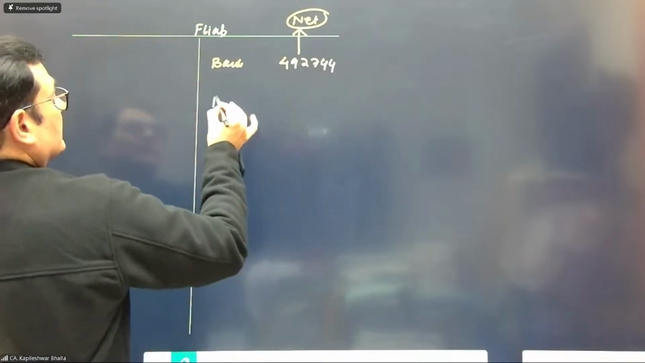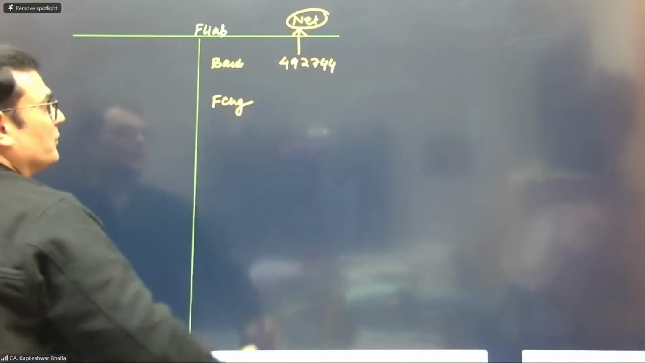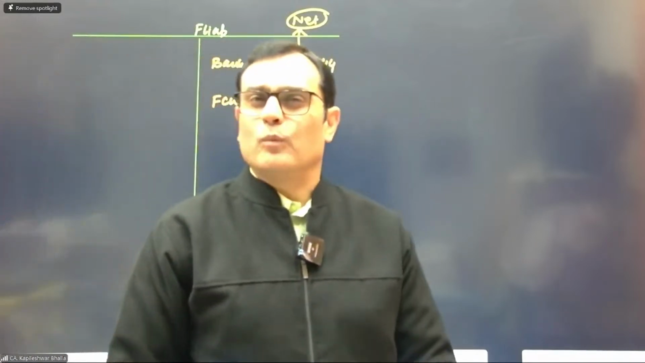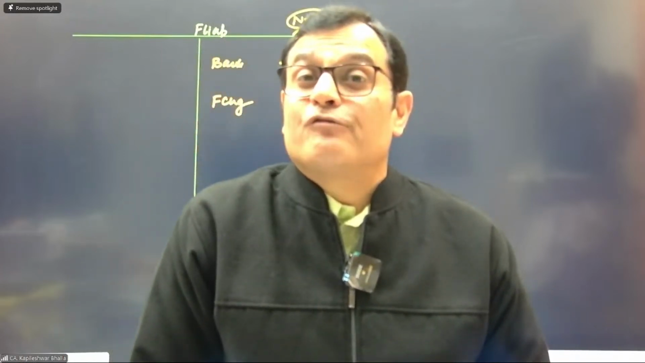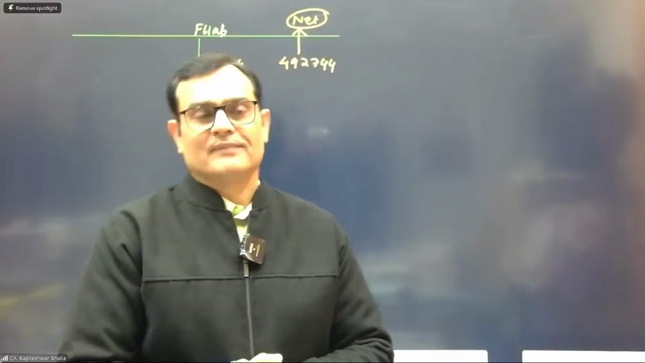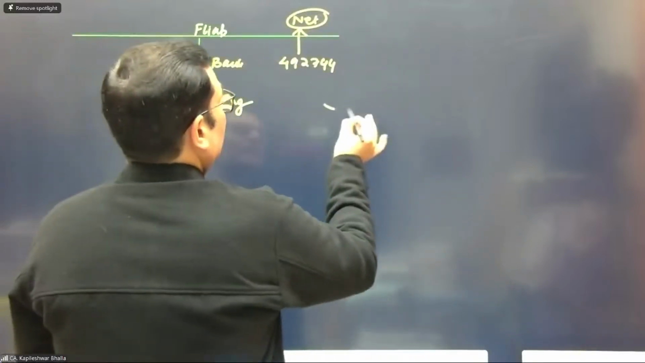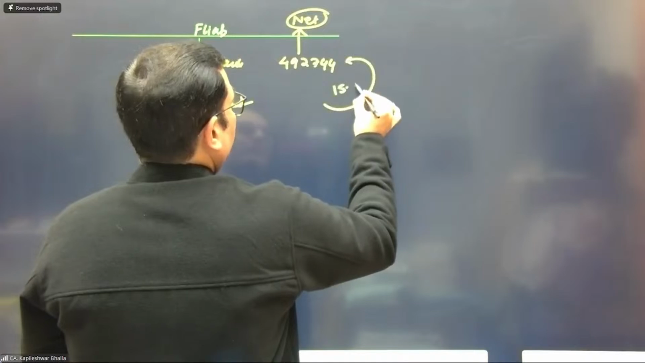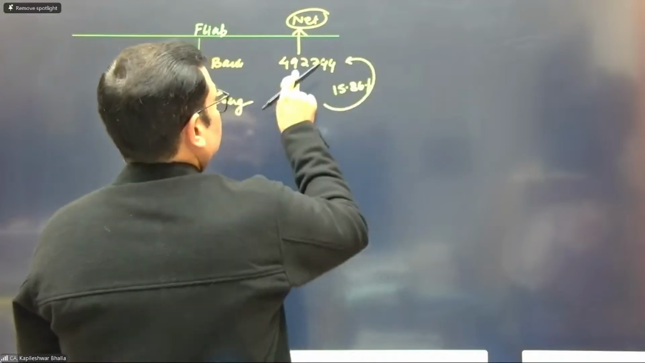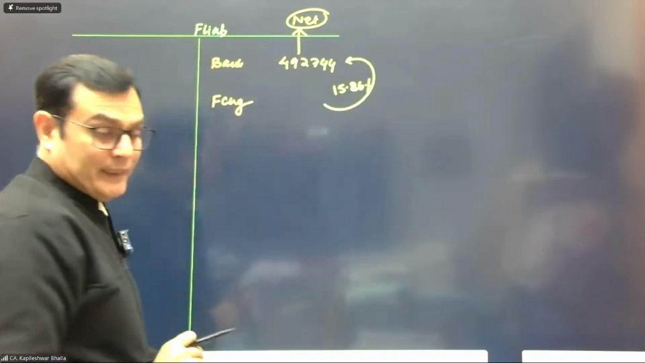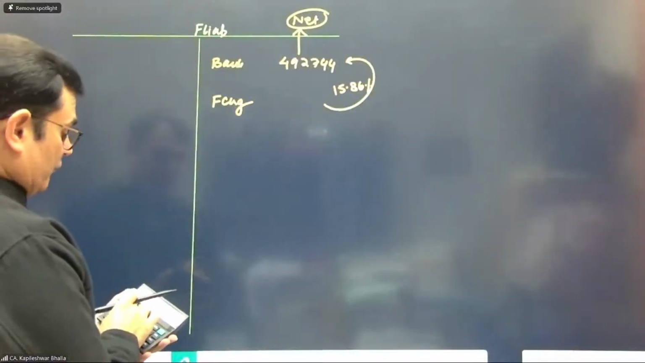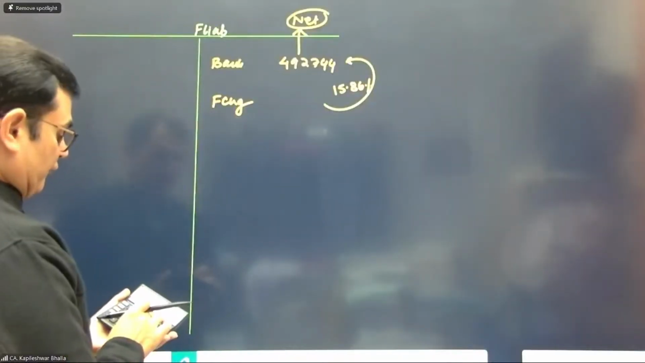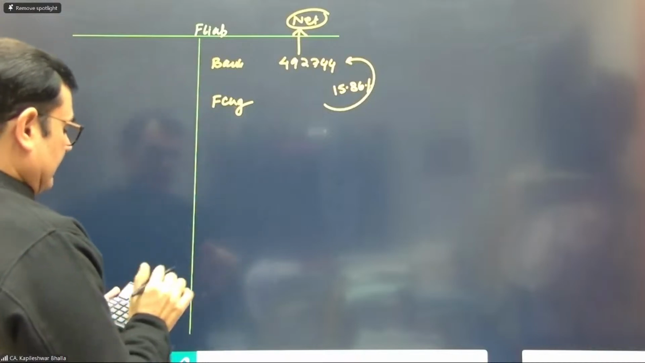And you start doing an unwinding as well. Are you going to unwind at 15% or at 15.86%? 15.86%, wonderful indeed. So we are going to unwind this at the rate of 15.86% because this is the net figure. So unwinding will also be done on the net figure itself. 492,744, and the unwinding comes to 78,149.